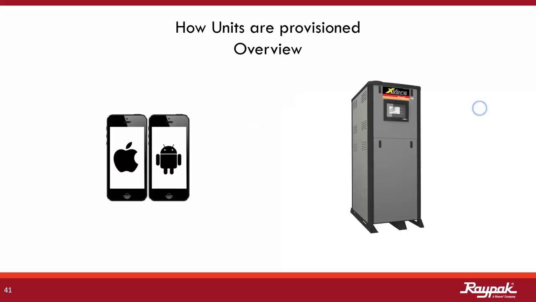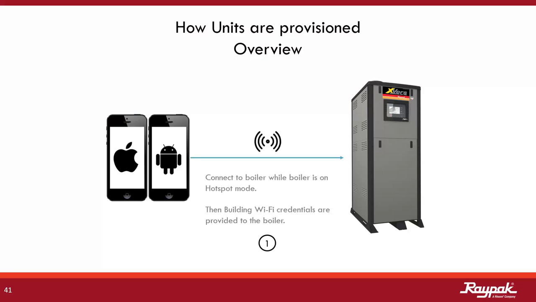How units are provisioned. This is material that is fully covered in the manual, but just to go over the high-level process, the mobile apps, whether they are Android or iPhone, have at some point to connect to the unit. The unit acts as a hotspot. So you provide the Wi-Fi credentials to the unit via a direct connection.